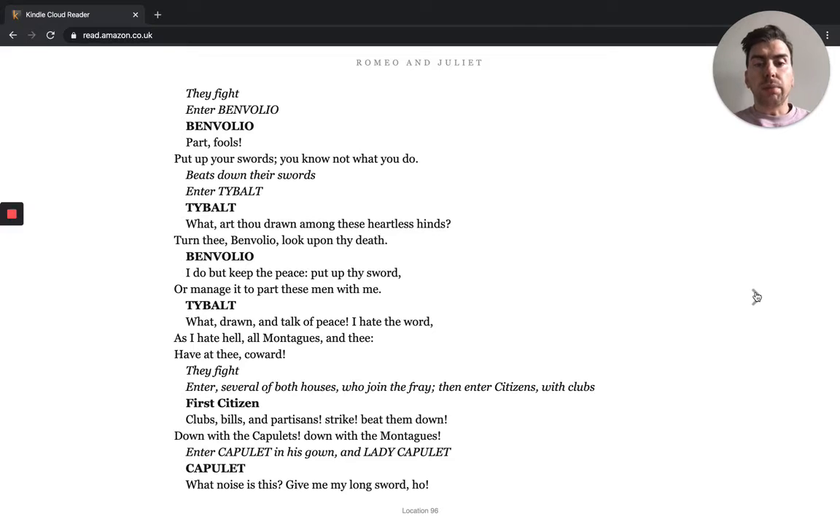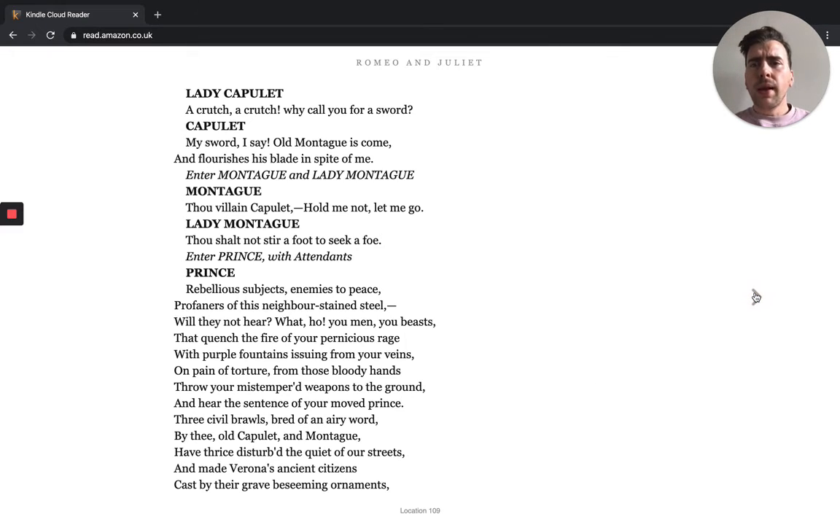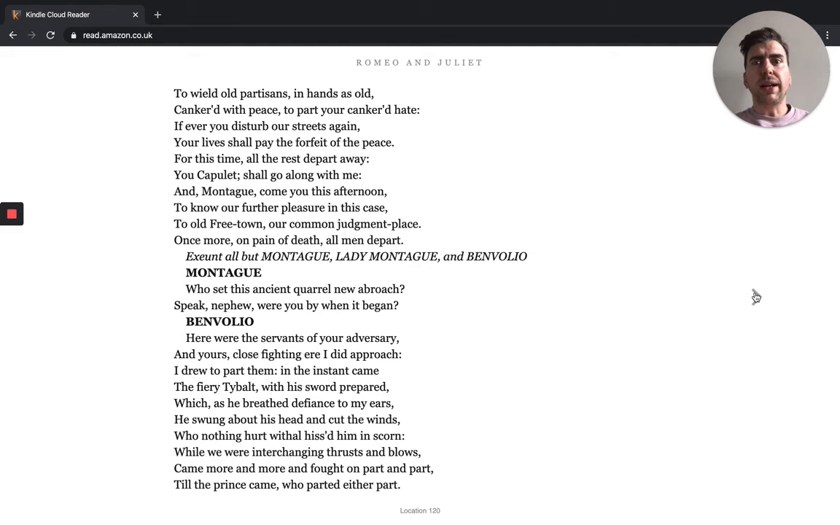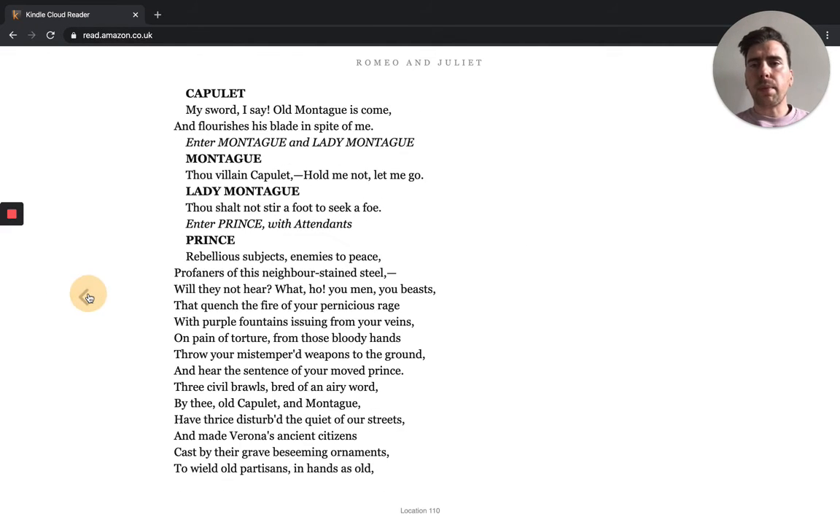Enter several of both houses, who join the fray, and then enter citizens with clubs. Clubs, bills, and partisans, strike, beat them down! Down with the Capulets, down with the Montagues! Enter Capulet, in his gown, and Lady Capulet. What noise is this? Give me my long sword, ho! A crutch, a crutch, why call you for a sword? My sword, I say, old Montague is come and flourishes his blade in spite of me.